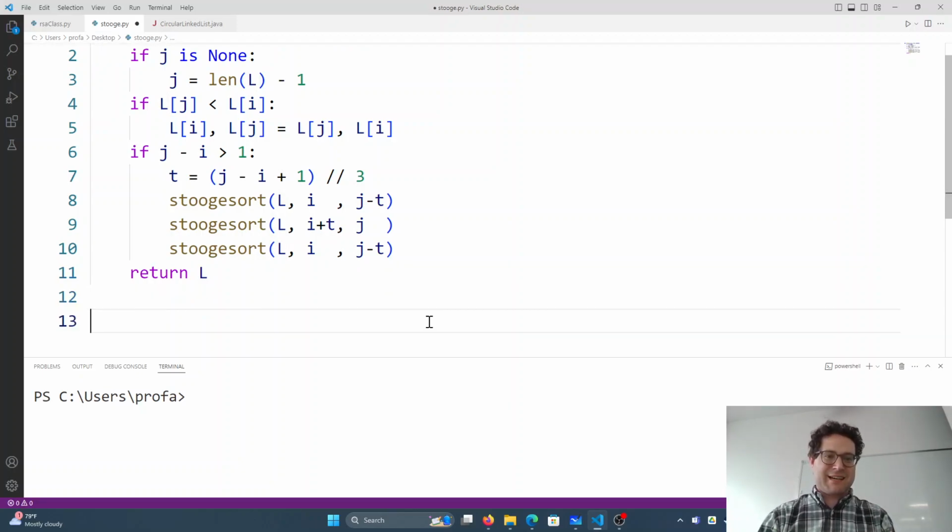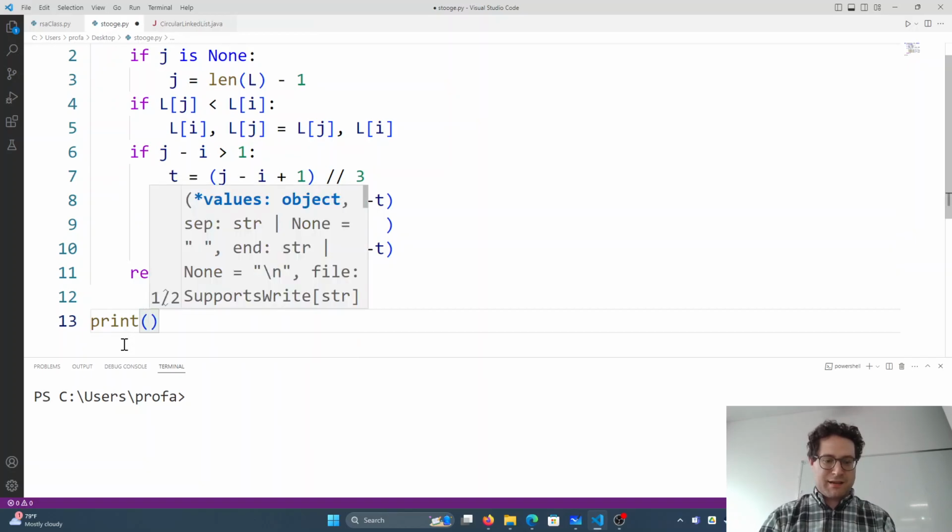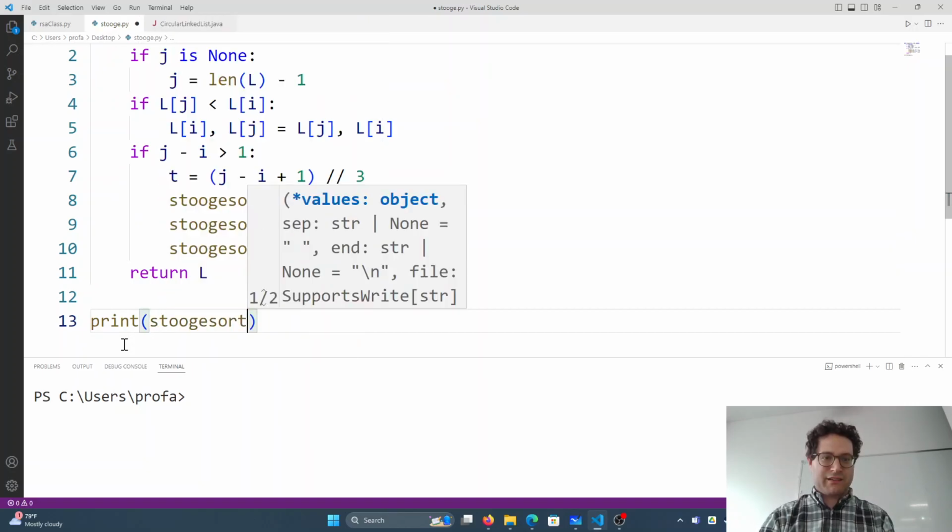We can test it on some numbers. So, print stooge sort, as this is called.